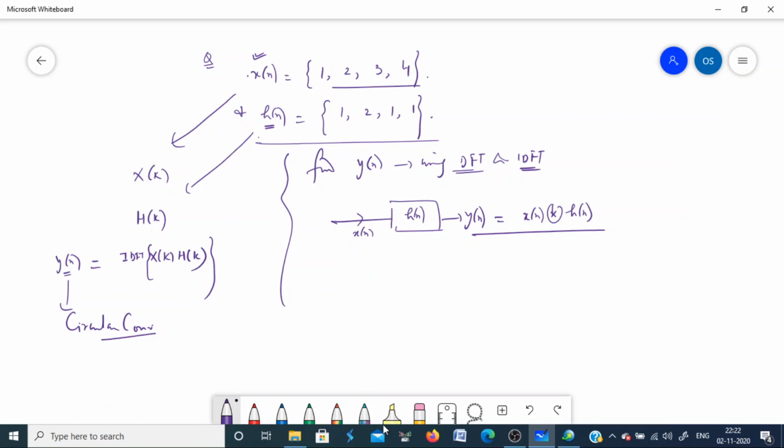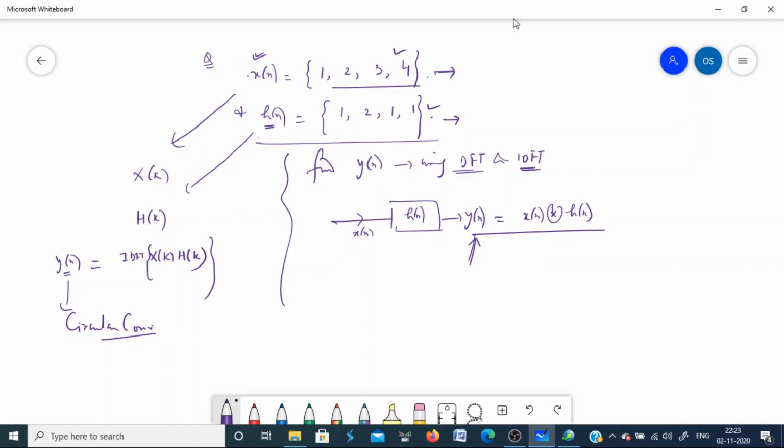But if I take the output, because it is a linear convolution, what is the length of the output? This has a length of 4, this has a length of 4, so 4 plus 4 minus 1 is 7. It means if I take the 7-point DFT of this and the 7-point DFT of this, multiply them together, and find the inverse DFT, I will get the linear convolution. Generally we avoid computing the 7-point DFT, so we go for the 8-point DFT.